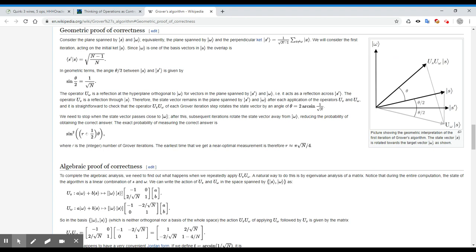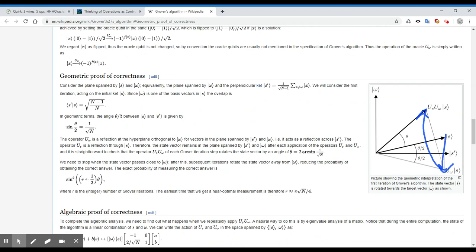It's therefore easy to check that each iteration step rotates the state vector by a particular angle. We need to stop when the state vector passes close to W. So all this is saying is that the first step is the reflection, and then you've got the actual amplification. But it's still not clear to me. That's still far away from being clear to me.